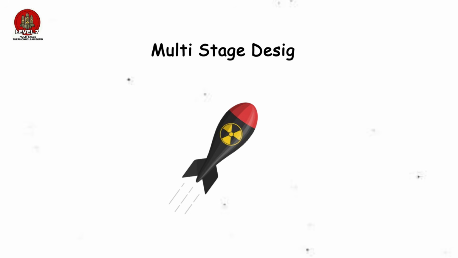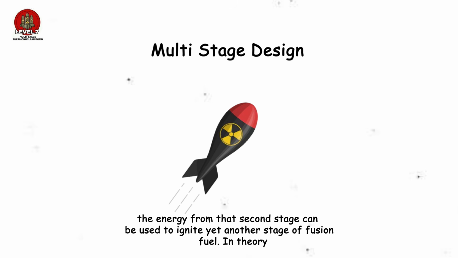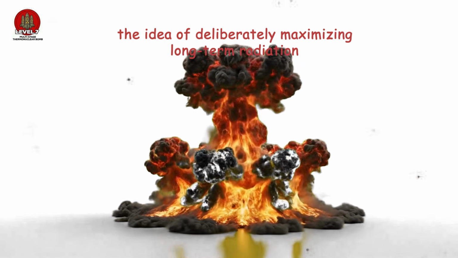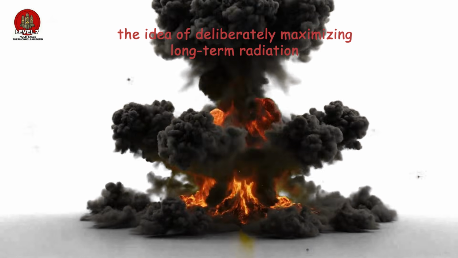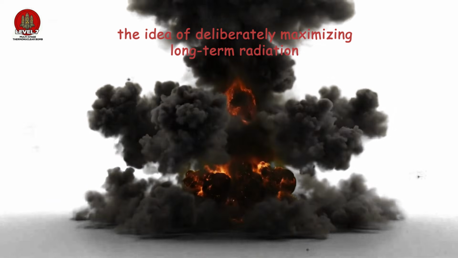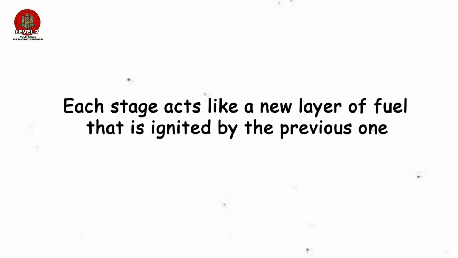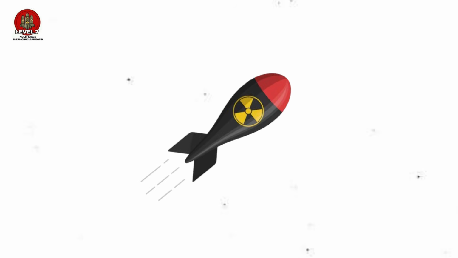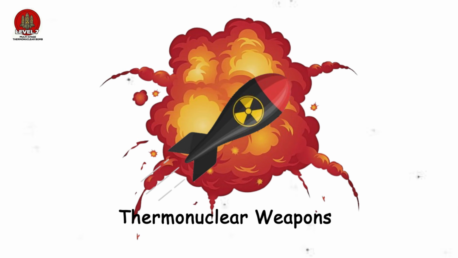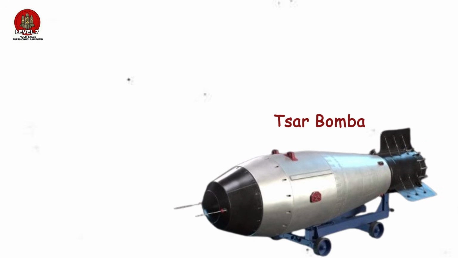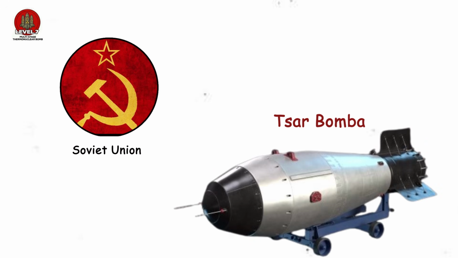In a multi-stage design, the energy from that second stage can be used to ignite yet another stage of fusion fuel. In theory, this process can continue with additional stages, allowing the explosive yield to grow dramatically. Each stage acts like a new layer of fuel that is ignited by the previous one. This design is one reason thermonuclear weapons can reach such enormous explosive powers. The Tsar Bomba, tested by the Soviet Union, is believed to have been based on a multi-stage design.